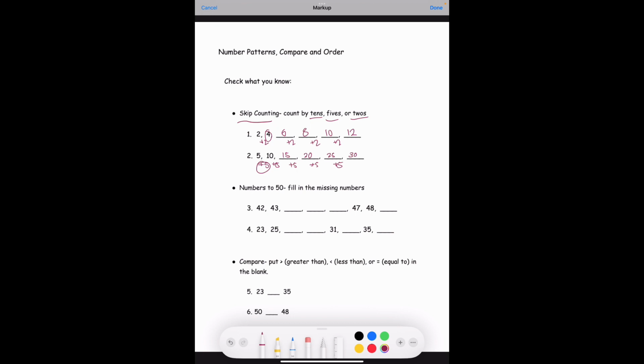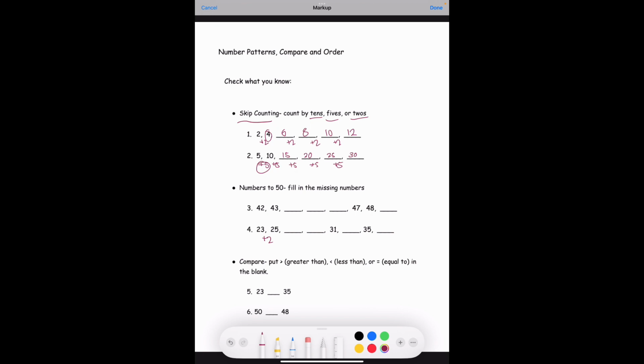Next one is numbers to 50, fill in the missing numbers. Let's try number 4. So we're at 23 and we go to 25. To get to 25 from 23, you added 2, because 23 plus 2 equals 25.